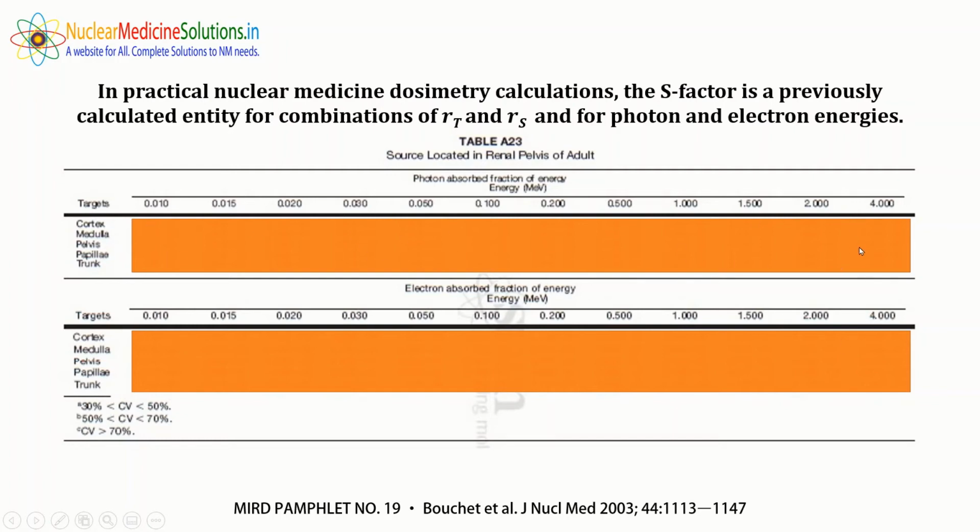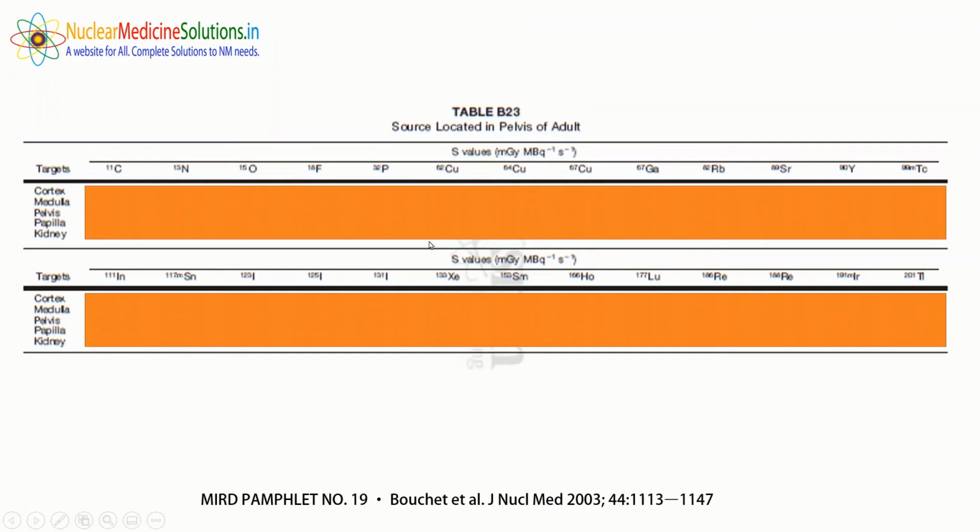These values I have not shown because this is the copyright material and this is the free to download material, and the reference for the same is shown in the slide. So anyone can visit the SNMMI website and they can download these values and they can get it easily. They have calculated for different radionuclides also. See 11C, 13N, 15O, like that they have calculated S value for different radionuclides with different suborgans.